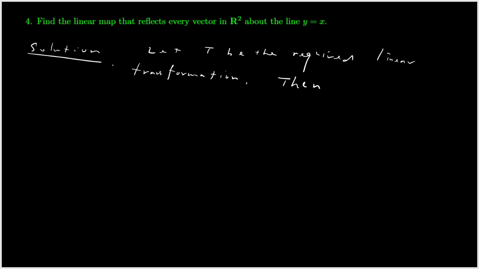Do I have to introduce i and j? Actually, i and j are standard notations. I really do not have to introduce those. And then, in order to get the matrix, we need the output for the input of i, and we need the output for the input of j. So we have to compute this.